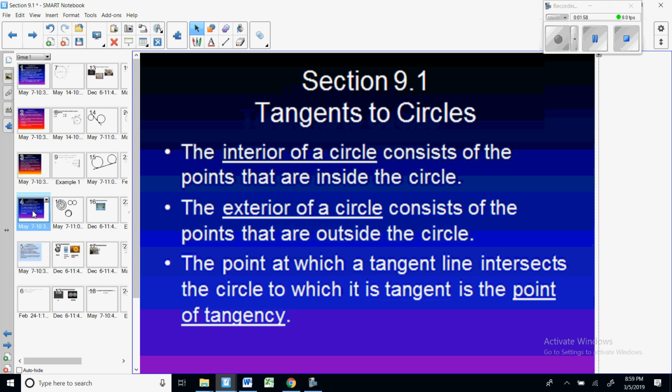The interior of a circle consists of the points that are inside of a circle. The exterior of a circle consists of the points that are outside, and then obviously you have the circle itself. The point at which a tangent line intersects a circle to which it is tangent is called the point of tangency, and that's going to lead us to some theorems.